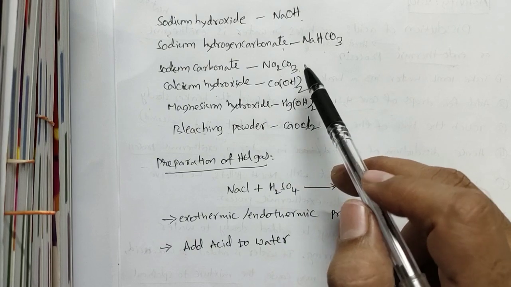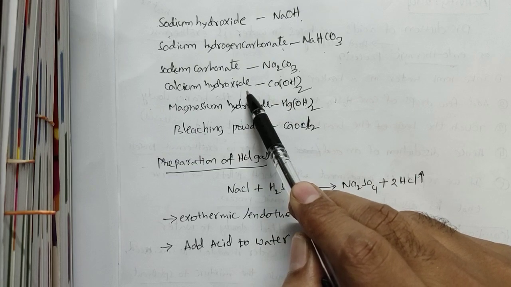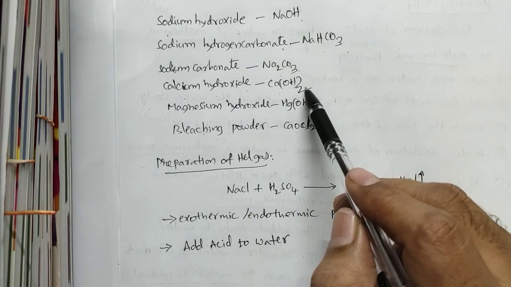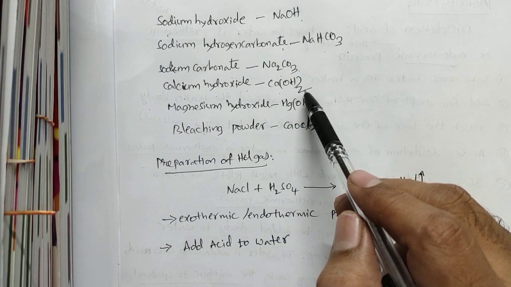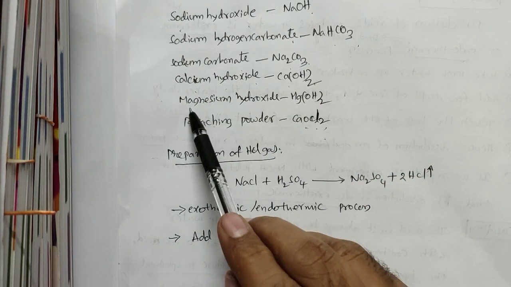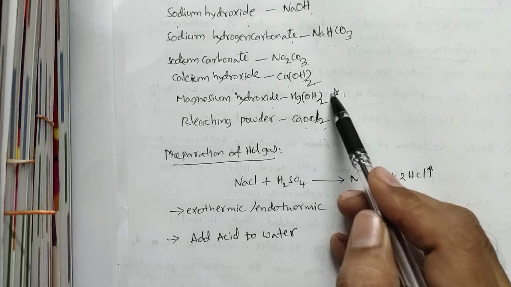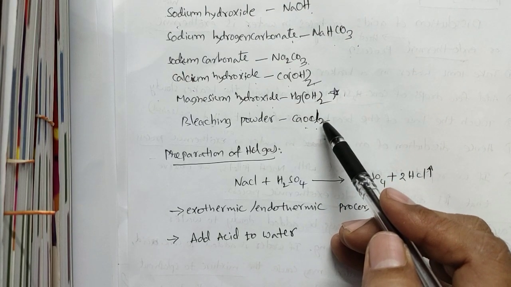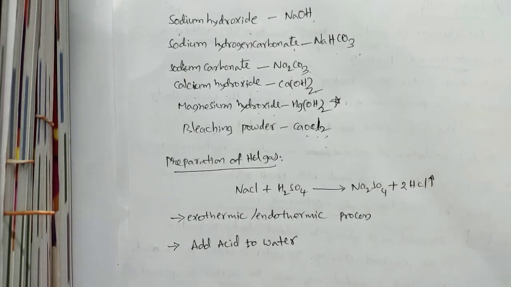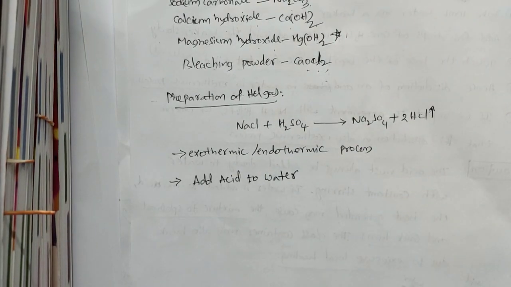and it is used in the softening of hard water. And calcium hydroxide, also called slaked lime, and its formula is Ca(OH)2. It is used in the manufacturing of an important chemical called bleaching powder, and the formula of bleaching powder is CaOCl2. Then magnesium hydroxide, which is a weak base, is always used as an antacid to treat indigestion, right? And we have studied the ionization of acids and bases in water.